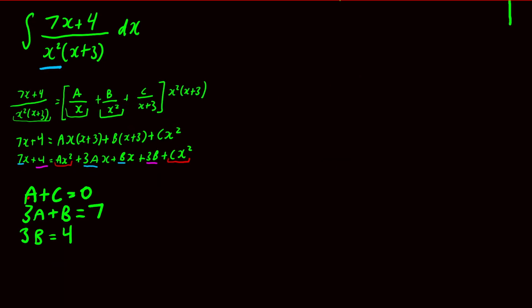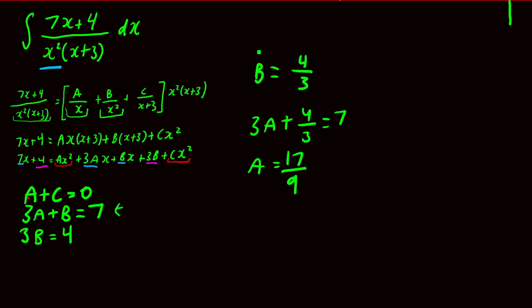Alright, so I made it a little bit smaller again. So now we have our 3 equations, right? So remember, if you have 3 unknowns, you need 3 equations. Well, obviously, we can solve for B. B equals 4 over 3 from the third equation. And now we can just plug B into this equation. We get 3A plus 4 thirds equals 7. That means A will be 17 over 9. And finally, we can plug A into this equation. Obviously, C is going to be negative 17 over 9, right?